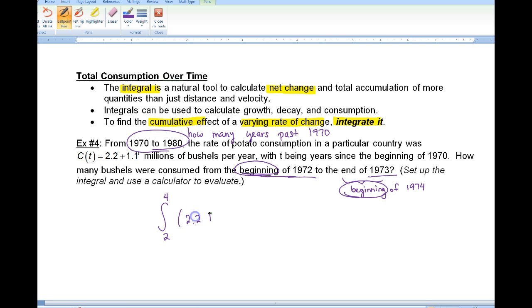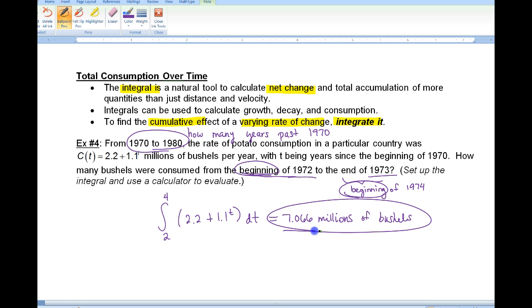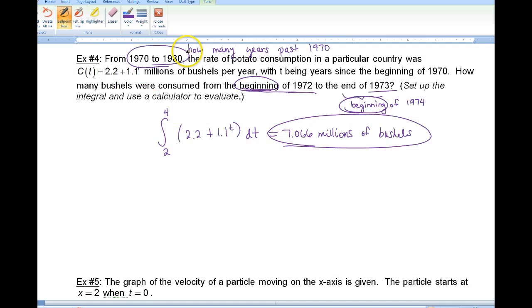And then we just put this in our calculators. It's just a calculator problem. And this is millions. It's just whatever the net bushel is. All right? That's all you do for that.